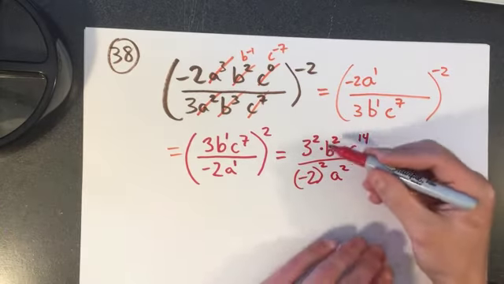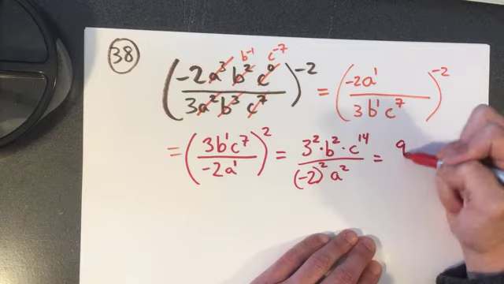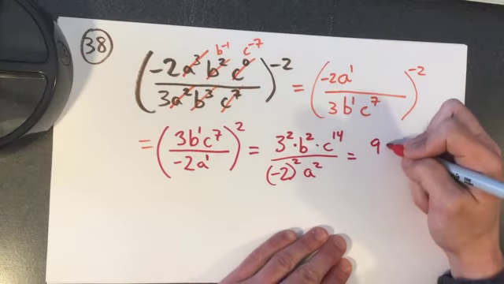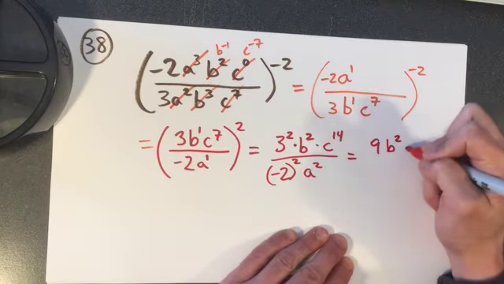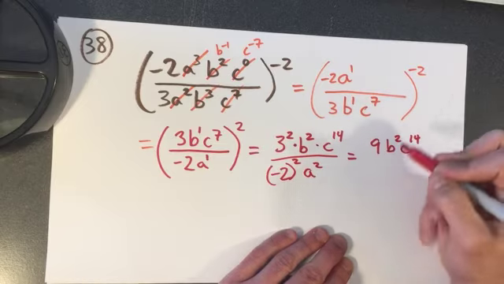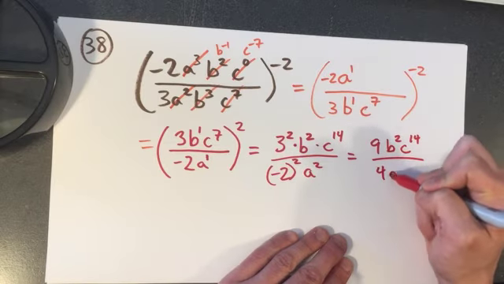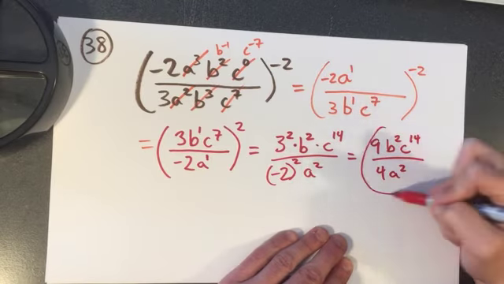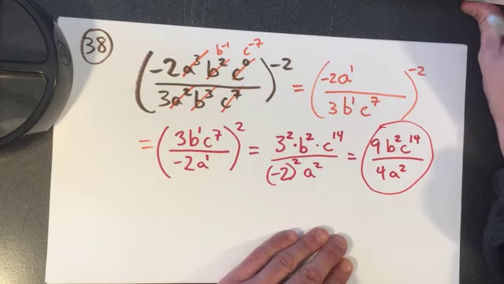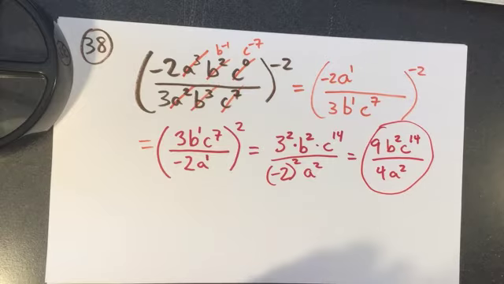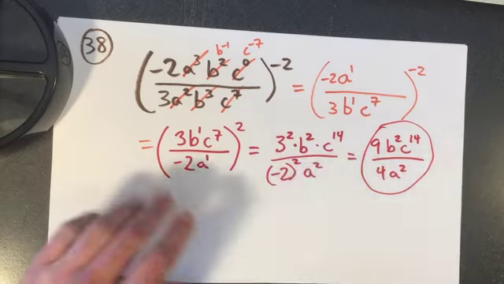One last step. This becomes 9, because it's 3 squared, times b squared, times c to the 14th, over 4a squared. And let's hope you can do a drum roll. This is the correct answer we see for number 38. It is. Good. And how much time am I running? I'm at 12 minutes. Oof.